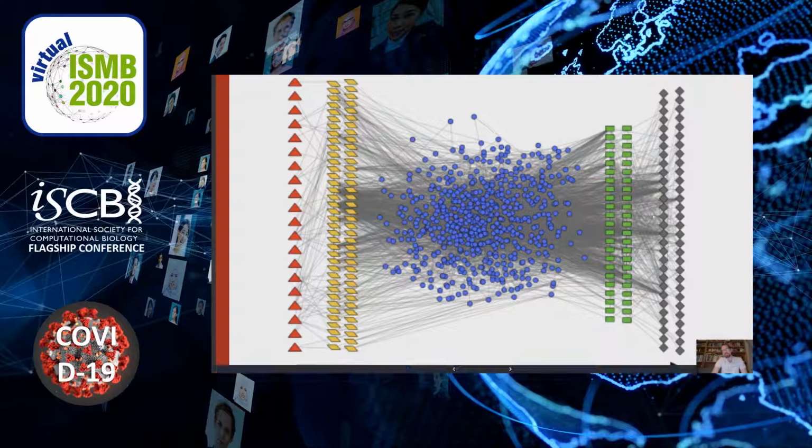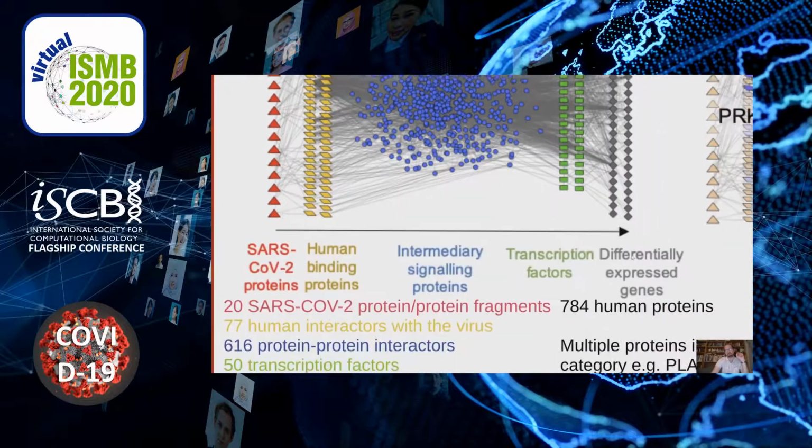But what are these transcription factors and differentially expressed genes? There are many which are both actually. One of the examples are FOXO1 and NF-kappa B, here one protein.